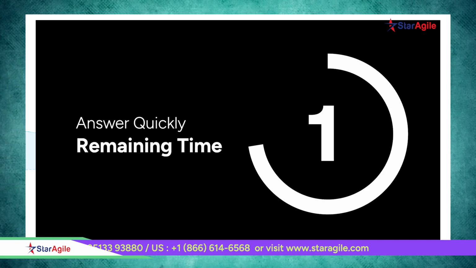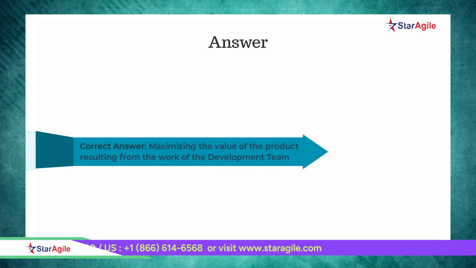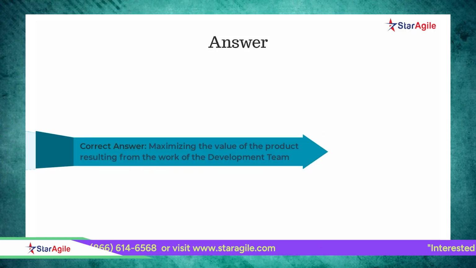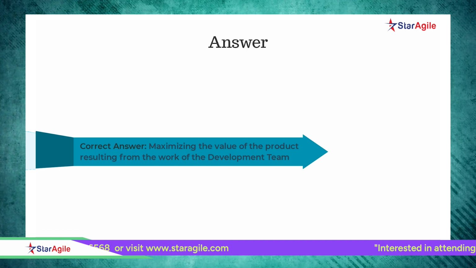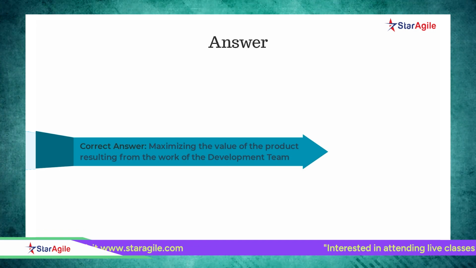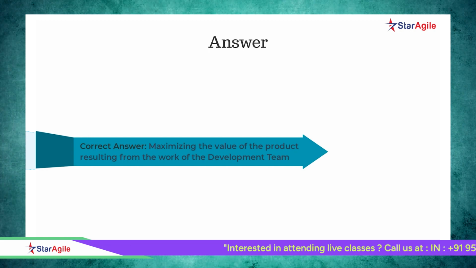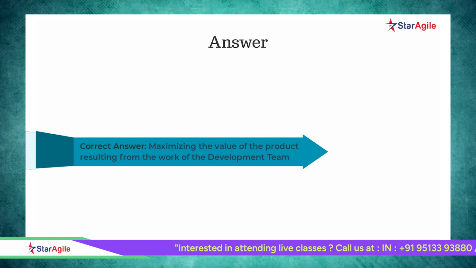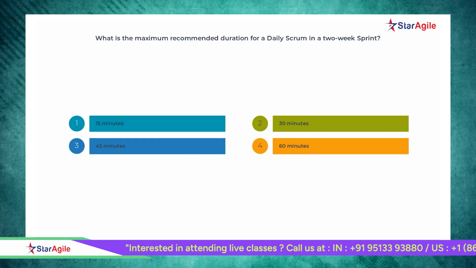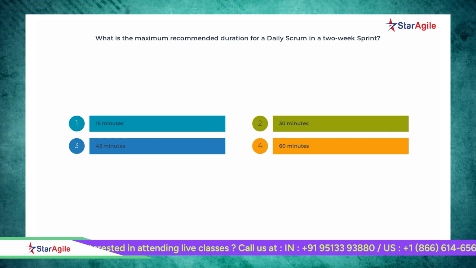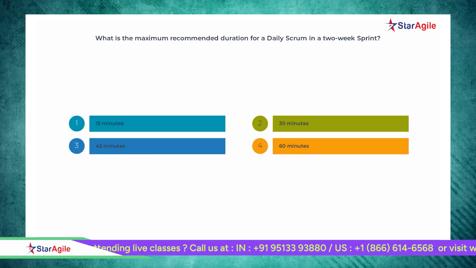The correct answer is maximizing the value of the product resulting from the work of the development team. The product owner plays a crucial role in representing the interest of the stakeholders and maximizing the value delivered by the Scrum team. What is the maximum recommended duration for a daily Scrum in a 2-week sprint?